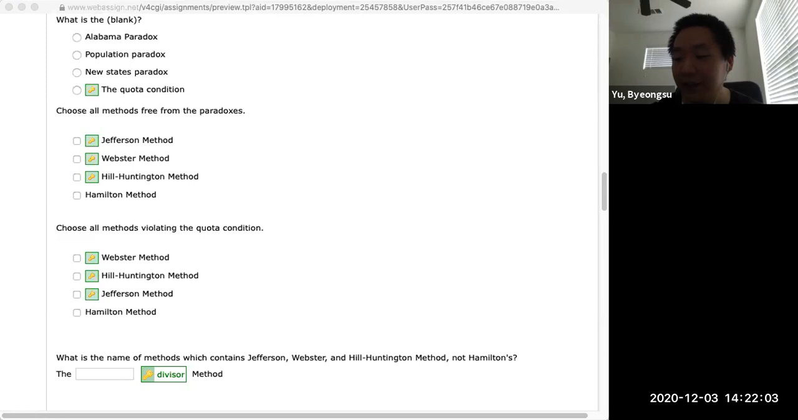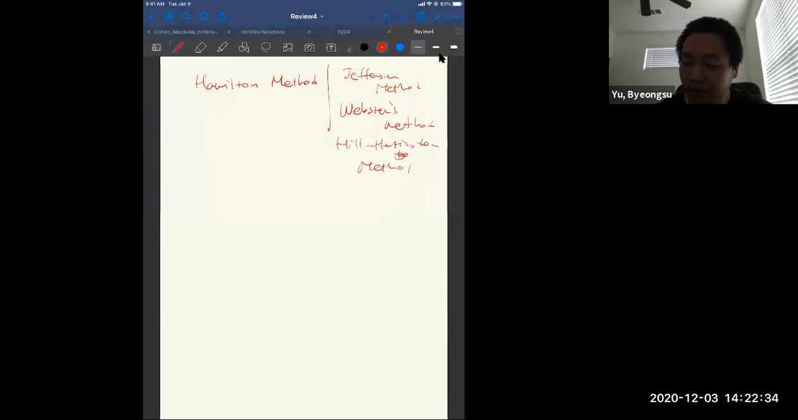Before going further, I just want you to know the comparison between each method. Definitely the Hamilton method is not a division method. So we know that the Jefferson method, the Webster method, and the Hill-Huntington method are called division methods, and this one is called the Hamilton method. In the case of the Hamilton method, it rounds down, right?